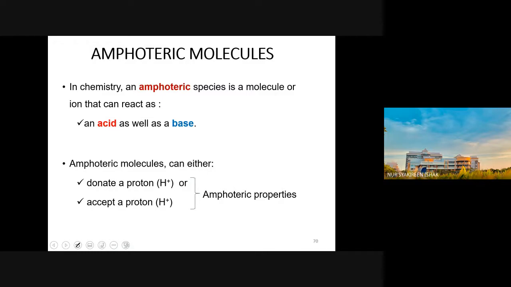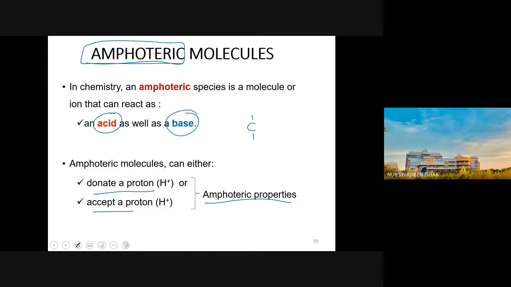So amphoteric molecules, you must remember this. What is amphoteric? I will give the definition first so that you understand. In chemistry, an amphoteric species is a molecule or ion that can act or react as both acid and base. So an amphoteric molecule can either donate a proton or accept a proton. This is the amphoteric property. Let's look back at the structure of the amino acid: alpha carbon, side chain, hydrogen atom, C double bond O, OH, amino group H. You must be able to draw this quickly later. I remind you.